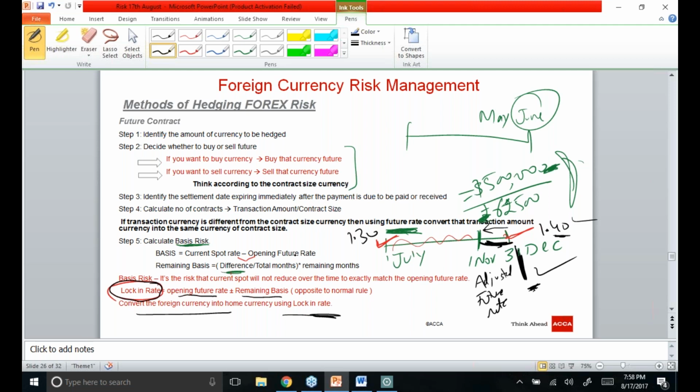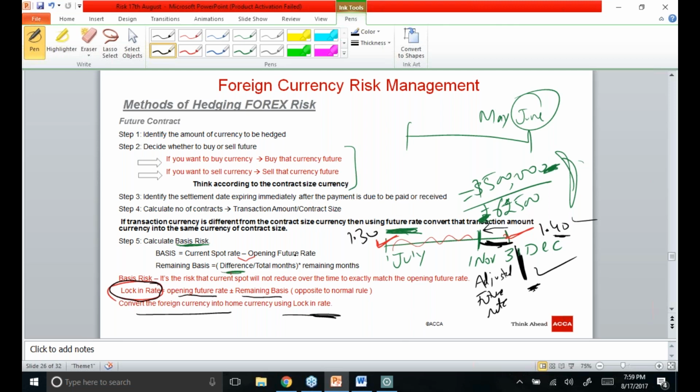You do not have to calculate the closing future. You do not have to calculate gain or loss. You do not have to calculate the ultimate transaction. You only have to calculate the lock-in rate. How are you going to calculate the lock-in rate? First step, calculate basis. That is the difference between current spot and opening future. The difference between current spot and opening future is basis.